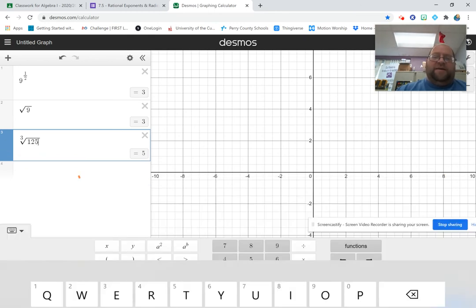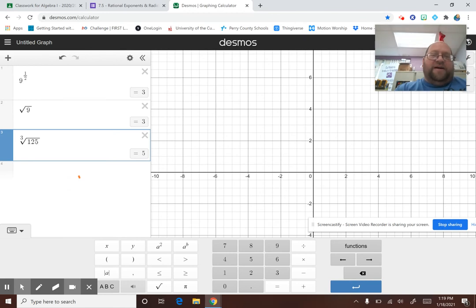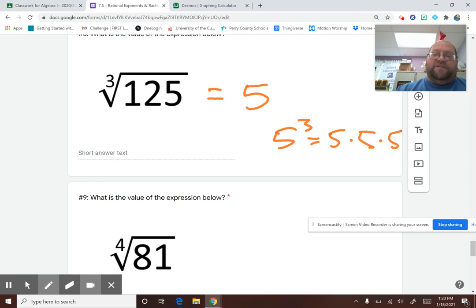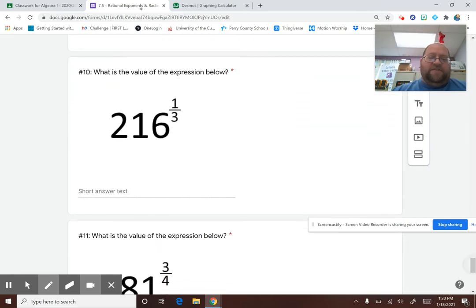And notice what happened. It gave me the answer of 5, okay? So what you're really saying when you're asking that question, the third root of 125, you're really saying what number times itself three times will equal 125, and that would be 5, okay? Because 5 to the third is the same thing as 5 times 5 times 5, which in fact does equal 125, okay? So this would be our answer. You just put in the number 5. All right, so let's go on down and see if there's anything else we've got here.